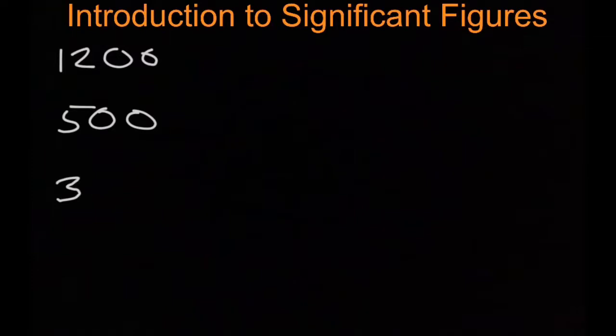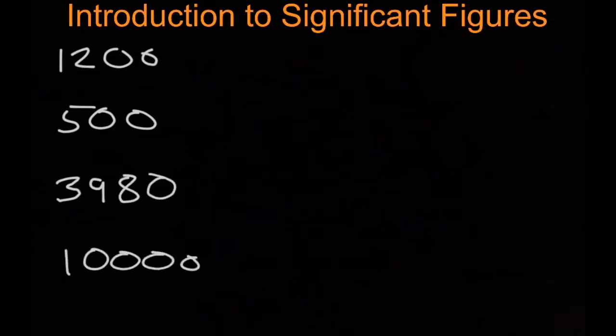Now, let's move on to numbers with trailing zeros. Here are some examples. We have 1,200, 500, 3,980, and 100,000. When you're given these types of numbers, these are all classified as numbers with trailing zeros. The zeros at the end of a number are called trailing zeros and do not count as significant figures. Therefore, we only use the non-zero numbers to determine how many significant figures are in a value.